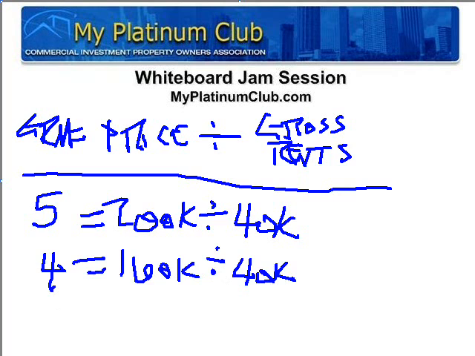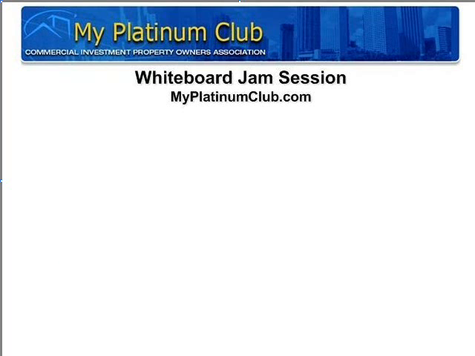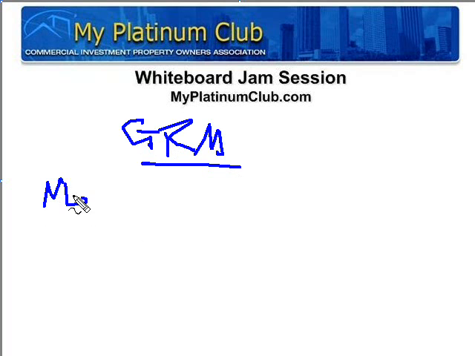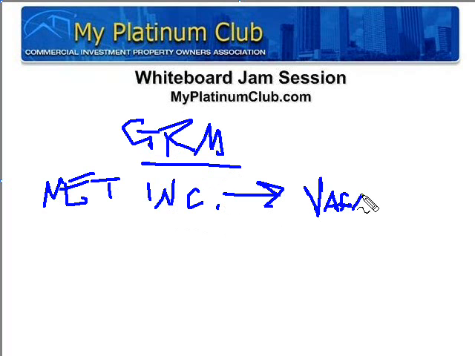Let me go ahead and clear the board again. Hopefully you've got that in your mind. So GRM, what does it not take into effect? Well, it does not take net income into effect. And what do I mean by net income? What I mean is vacancy, because apartments are going to be turned. You're going to have people moving in, moving out, and there's a period of time between those two events.